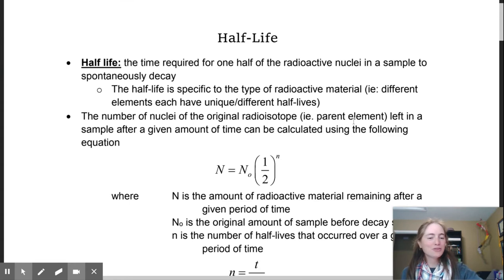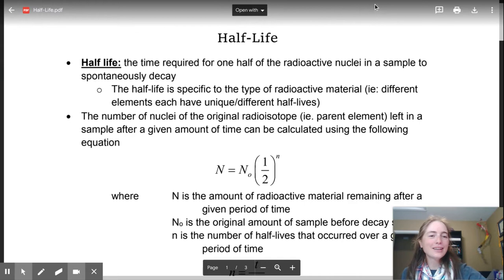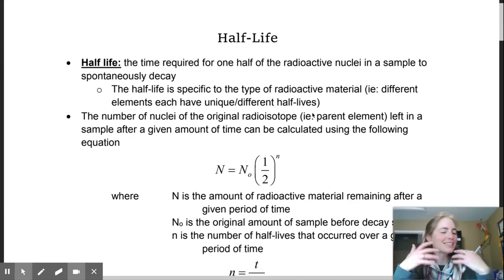So, welcome to our lesson on Half-Life. What this lesson is going to be about is essentially the time of radioactive decay. Now, this is really useful in archaeology and geology for dating the age of various rocks and artifacts.